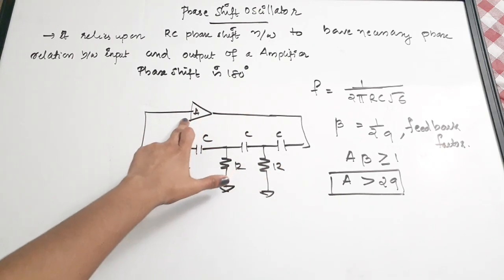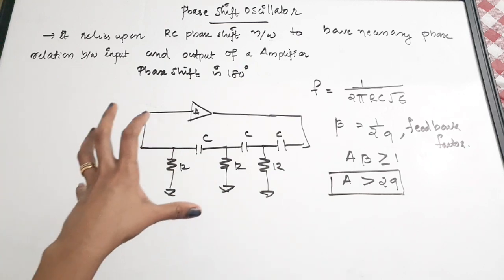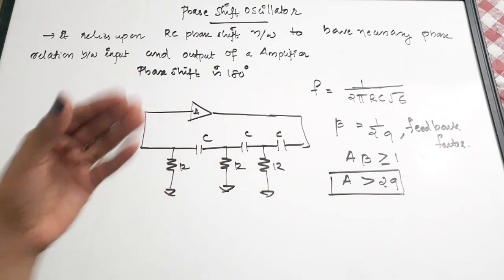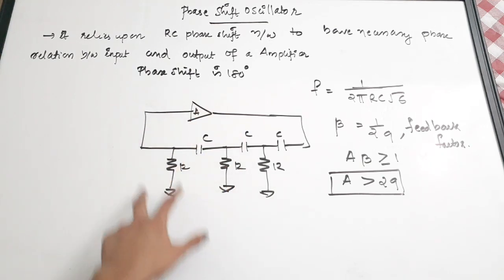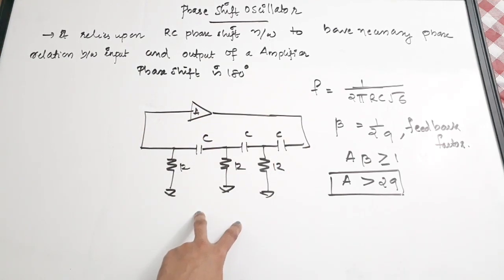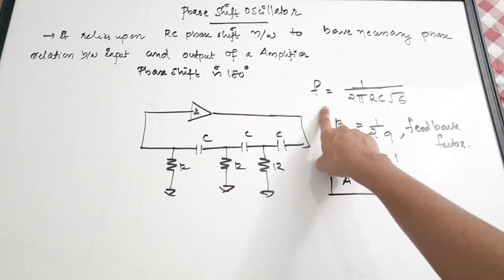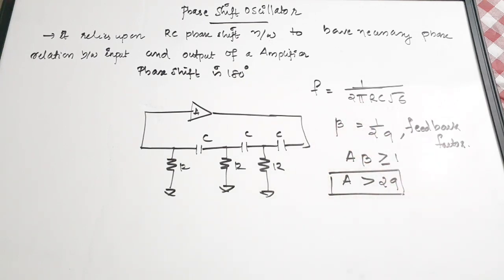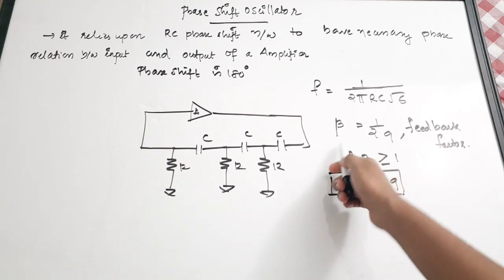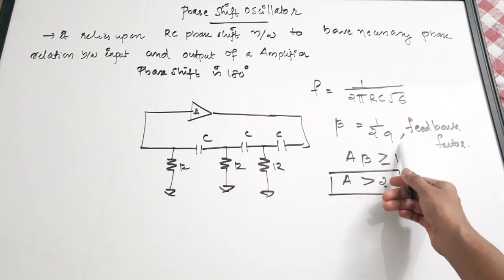The amplifier can have BJT realizations, that is, common emitter configuration of BJT, or FET realization is also possible for the amplifier circuit. This is a general structure of an RC phase shift oscillator. Then the frequency, a very important equation: f is equal to 1 by 2 pi RC square root of 6. And the feedback factor for this RC phase shift circuit is 1 by 29.